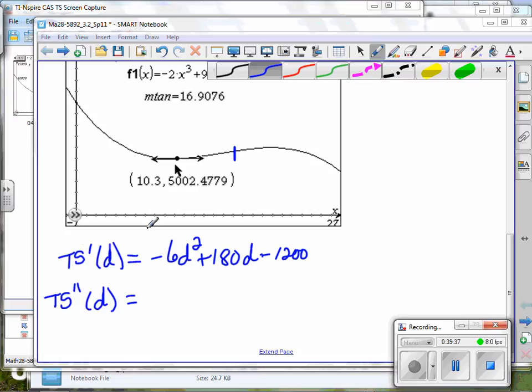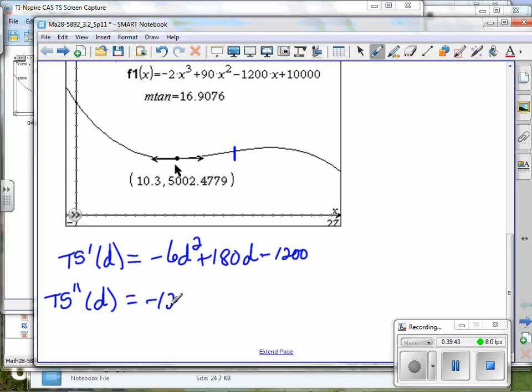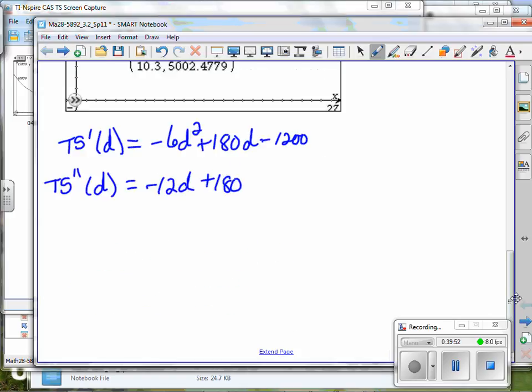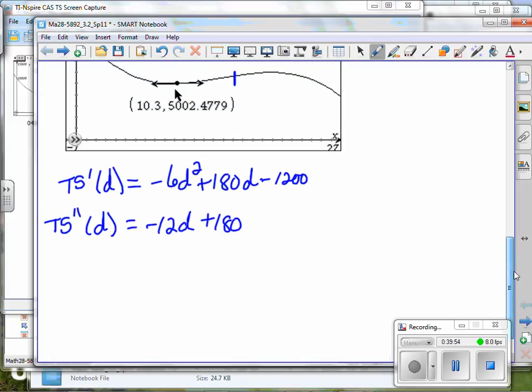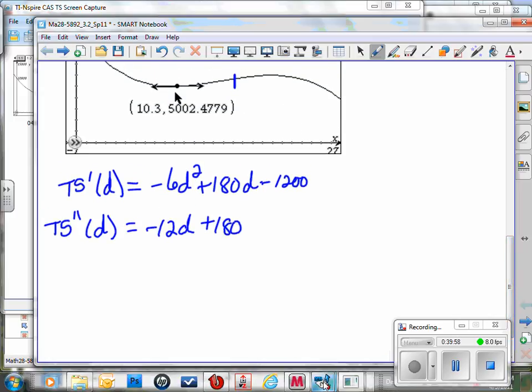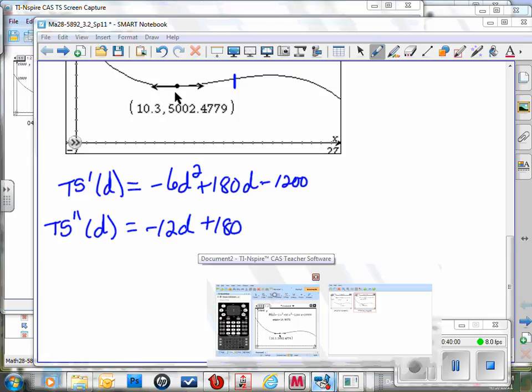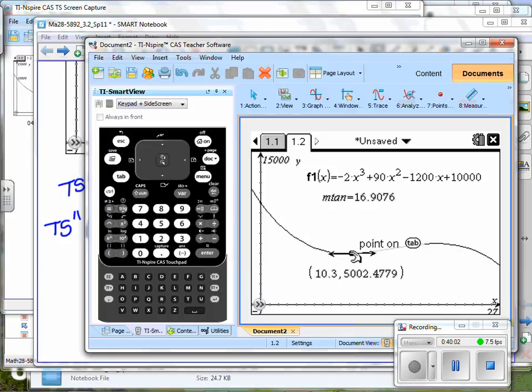Okay? The derivative of the function, the first derivative, negative 12d, that's 180. Okay. Now, what I'd like you to do, we determined that we have a turning point down here at 10, and then another one over here at 20.